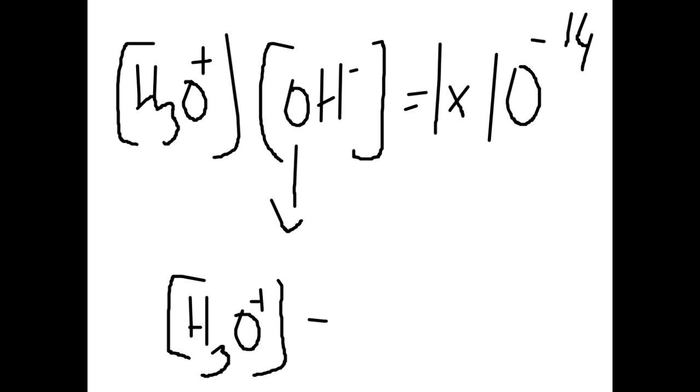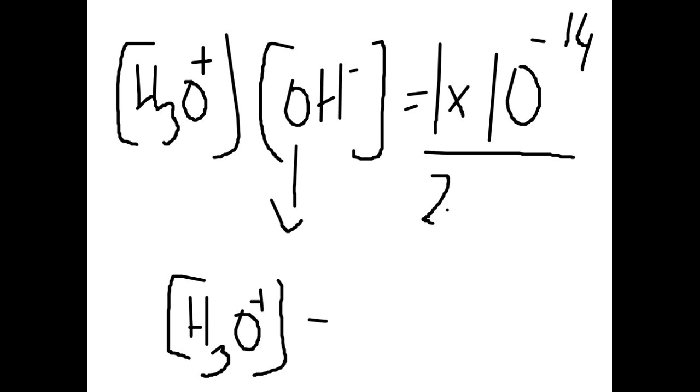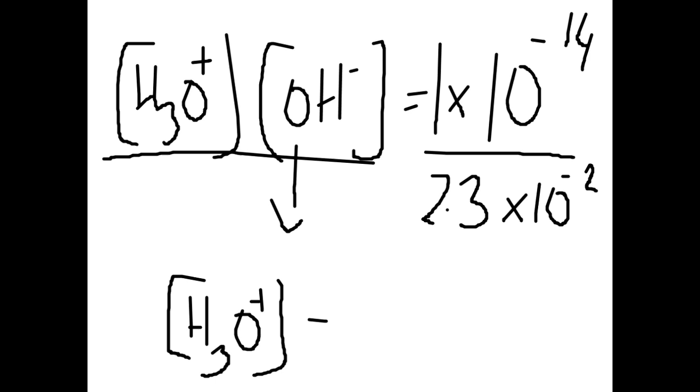Going to divide both sides by the OH minus. So you're going to divide this side by the OH minus, which was what in the previous problem? Do you remember? 2.3 times 10 to the negative 2, correct? So you're going to divide this by 2.3 times 10 to the negative 2. Now does it make sense to you how we're doing this problem? Good. You divide? Yes, because you have to divide both sides by OH minus, right?